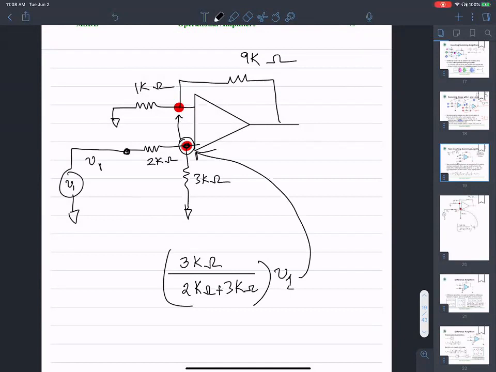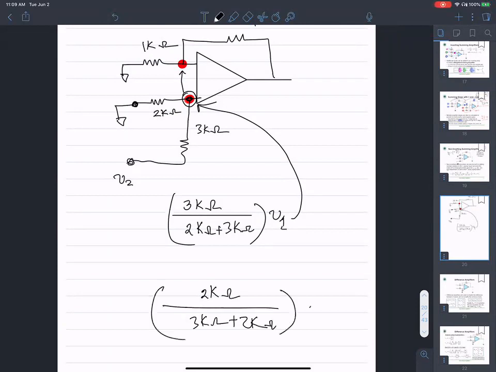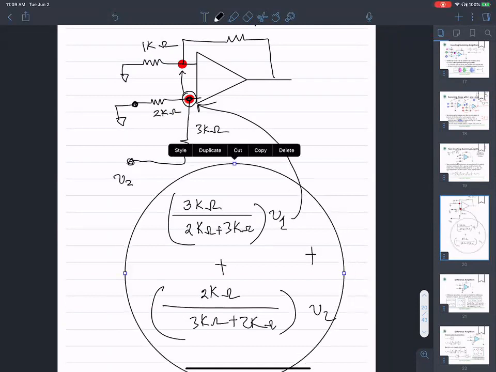Now let's not forget the other source. There is another source here, V2 as well, through 3 kilo ohms. So in order to calculate the effect of V2 at this node, I apply superposition. I tie the other input to ground and do the voltage division, which comes out to 2 kilo ohms over 3 kilo ohms plus 2 kilo ohms times V2. The sum of these two is the overall input voltage that is seen at this node.